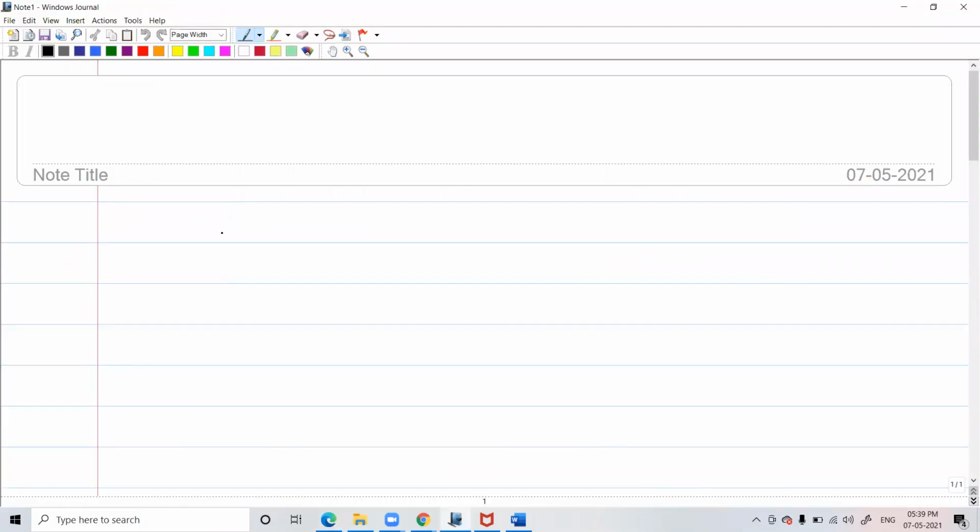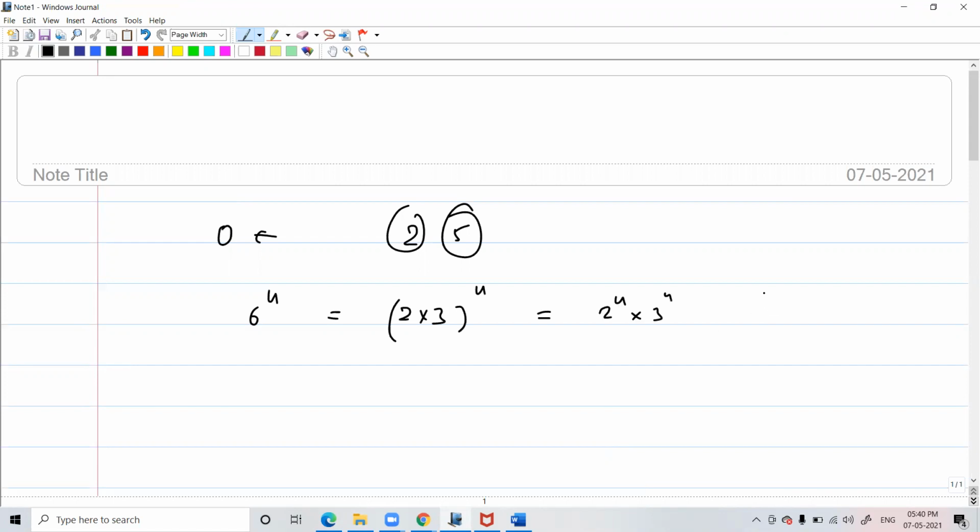So if you want a 0 at the end of anything, your prime factors should have a 2 and a 5, both of them, right? 2 and 5 both should be there. But when you factorize 6 to the power n, you know that it is 2 into 3 to the power n, that is 2 to the power n into 3 to the power n. There's 5 missing over here. So if there is no 5, you cannot have a 0 at the last of the digit. Okay.